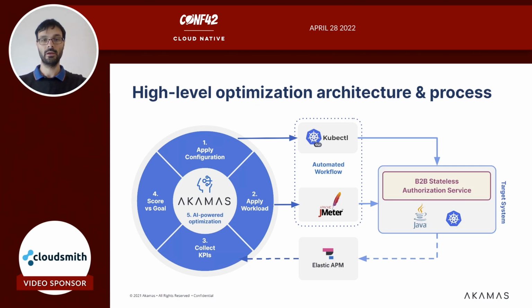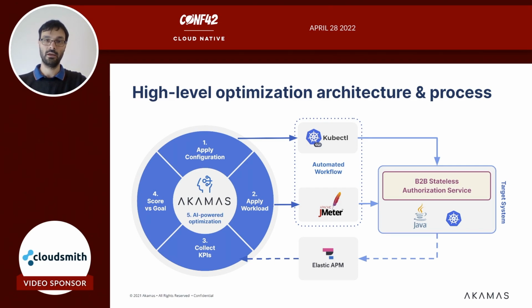The third step is to collect KPIs related to the target system. The typical approach here is to leverage observability tools. In this case, we integrated Elastic APM, which is the monitoring solution used by the customer. The fourth step is to analyze the result of the performance test and assign a score based on the specific goal that we have defined. In this case, the score is simply the cost of running the application containers, considering the prices of Azure Cloud.